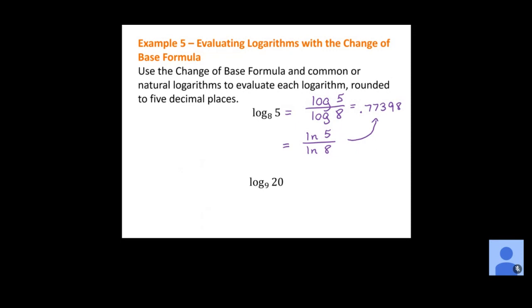All right, so if we take a look at the next one now, how could we rewrite the base 9 log of 20? Good. All right, so the log of 20 divided by log 9. And again, you could have used natural logs if you wanted to, right? So either way is fine.